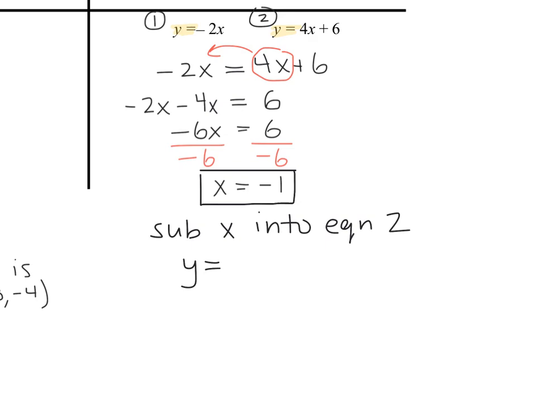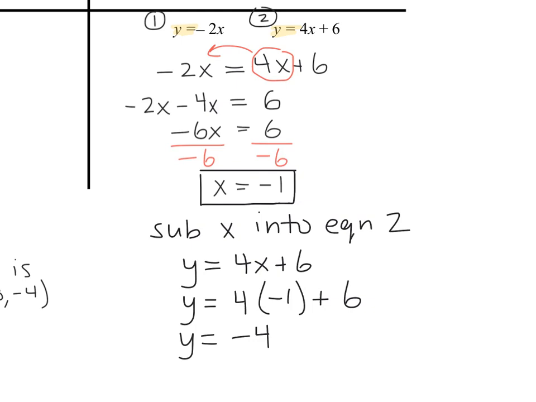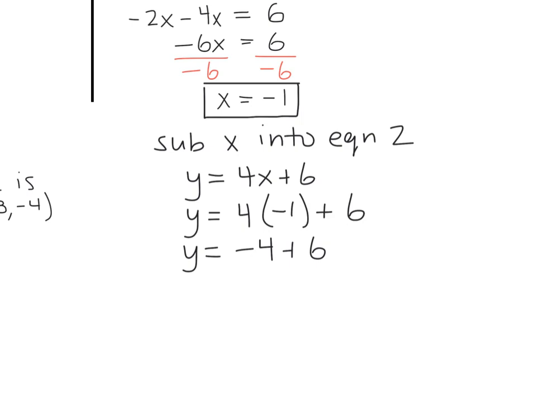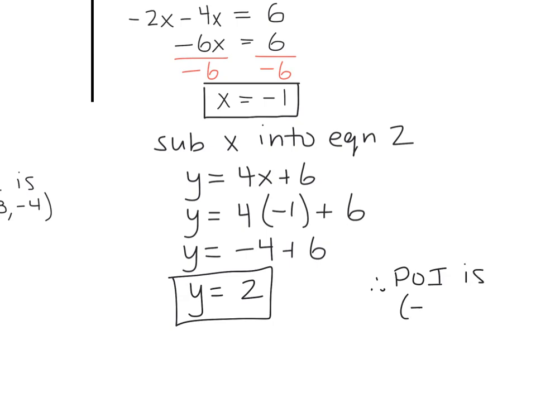So I'm going to recopy equation number 2, which is y equals 4x plus 6. In the place of x, I'm going to substitute our answer, which was negative 1. And now I'm just going to do the math. 4 times negative 1 is negative 4. And negative 4 plus 6 is 2. So our answer for y is 2. Therefore, the point of intersection is located at negative 1 and 2.